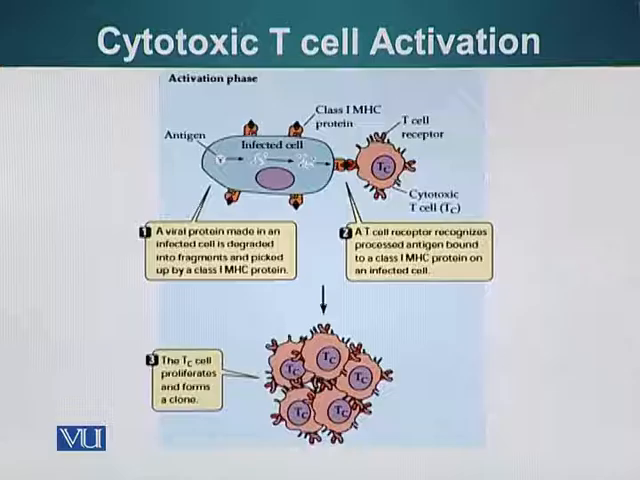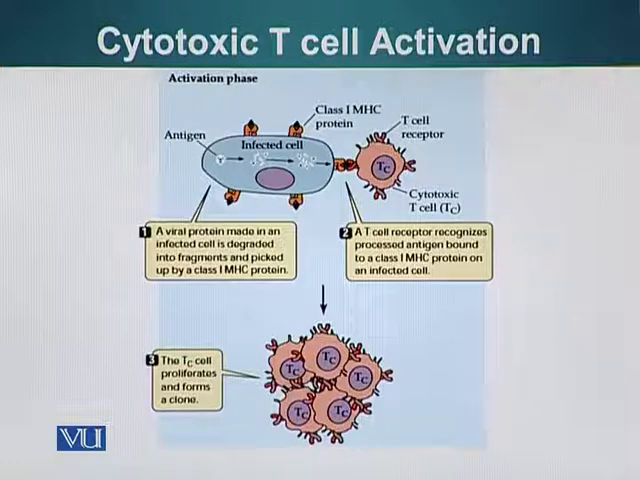Cytotoxic T cells, as I've said, recognize cells that have been infected. The cytotoxic T cell receptor interacts with the class 1 MHC protein displayed on the surface of the antigen presenting cell. Once the T cell receptor encounters such a cell that is displaying a foreign antigen and recognizes it, the T cell basically receives a signal which activates that particular T cell.